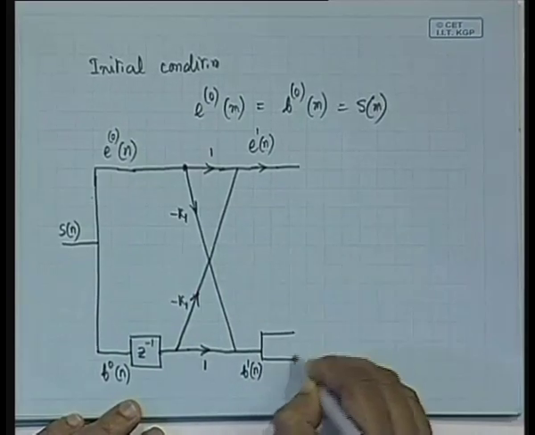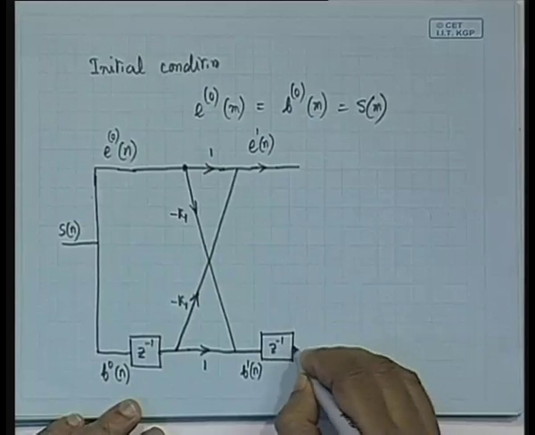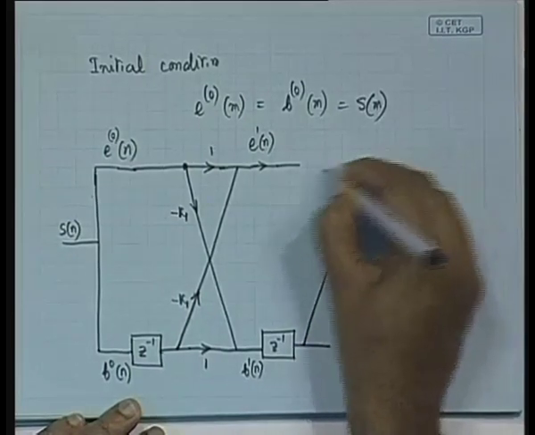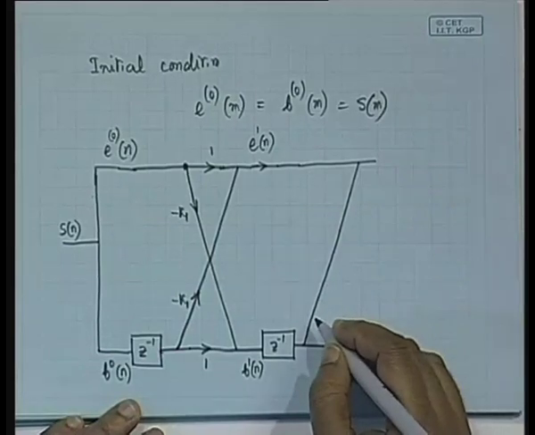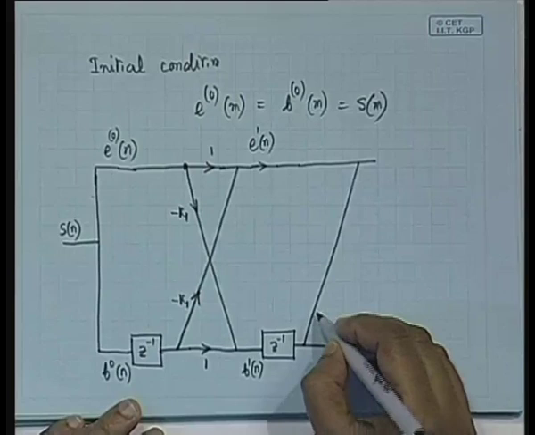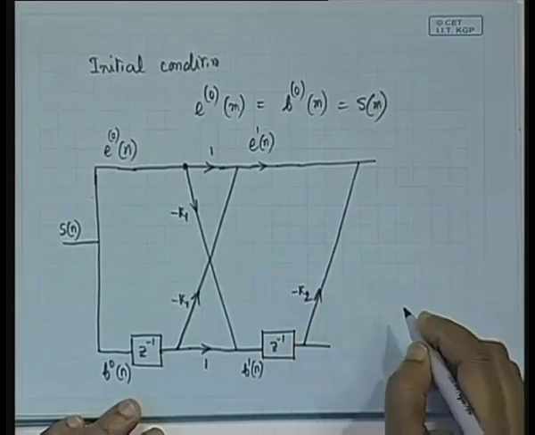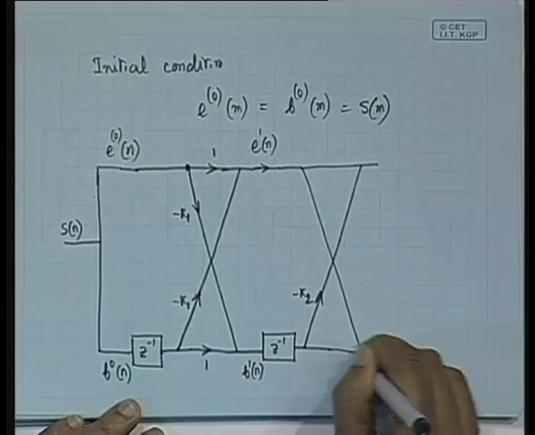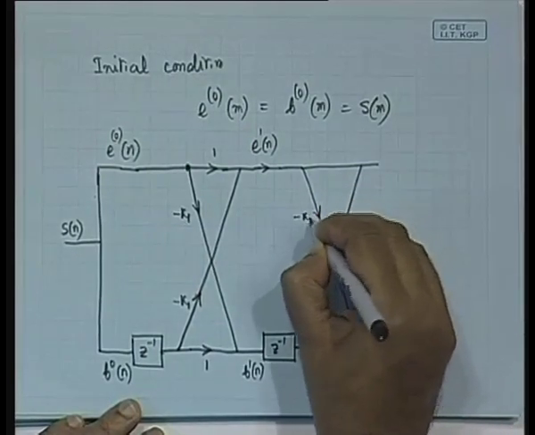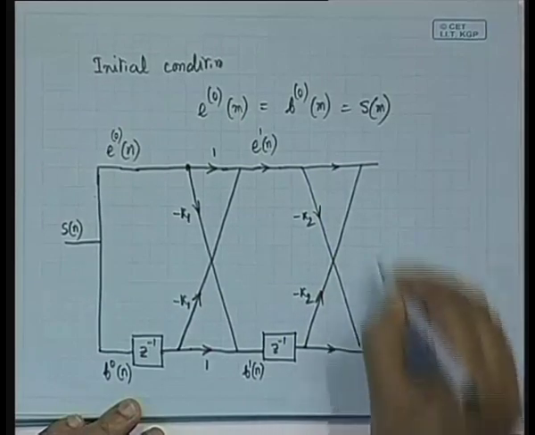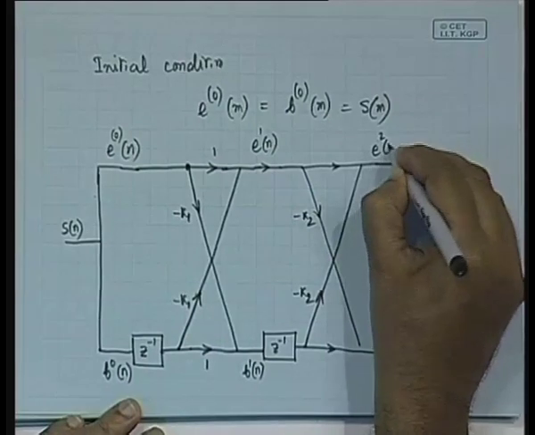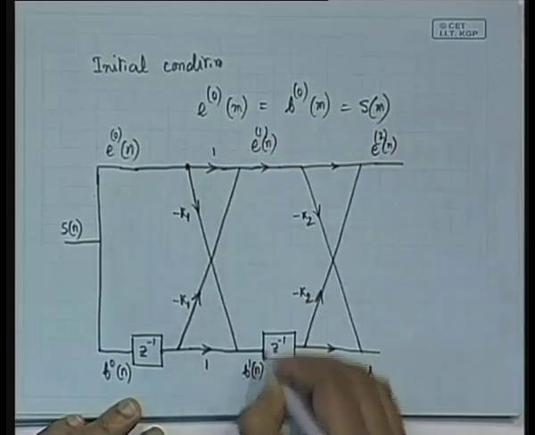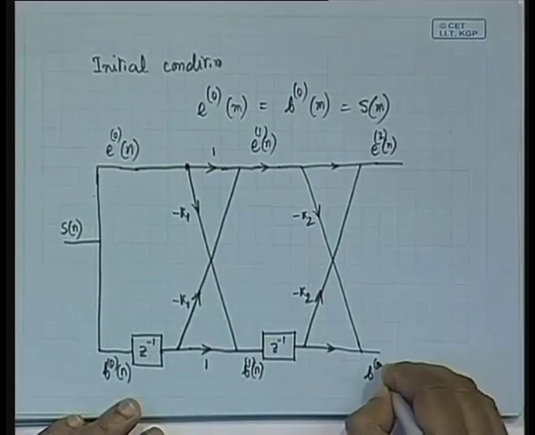Which means that now there will be another delay z to the power minus 1, and in the next stage again there will be a coefficient multiplication, but this time it will not be minus k1, instead we will have minus k2. So this will be a multiplication by minus k2, and very similarly there will be a multiplication by minus k2 here as well. In this process you will get E2 of n here, and B2 of n here. Let us write it with a bracket, B2 of n.